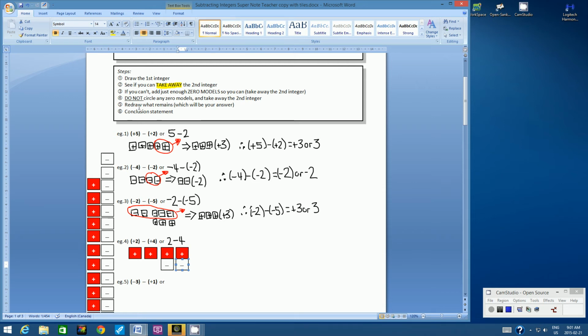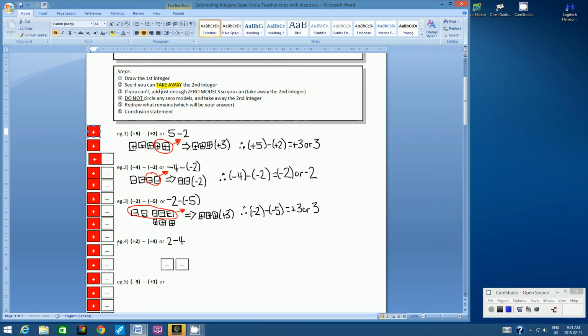Okay. Step number 4, do not circle any zero models. We're not going to circle any zero models. And take away the second integer. The second integer is +4. So now we can take away the 4 positive integers. So let me grab them and take them out of the way. You remove them. And what remains should be the answer. So the answer should be -2.